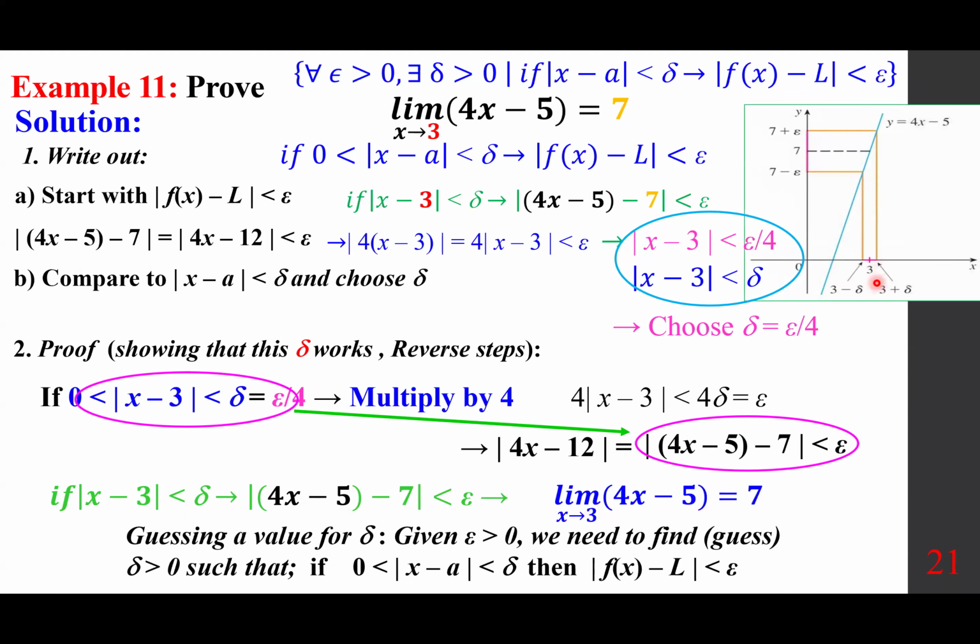So if we look at the graph, in the vicinity of 3, to the left by delta, to the right by delta, 3 minus delta, to the right 3 plus delta, we get in the vicinity of 7, the functional value, the y coordinate, the limit, 7 plus epsilon, 7 minus epsilon. So that's the way it works.